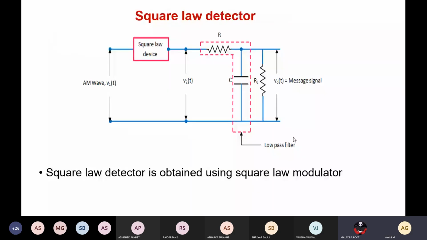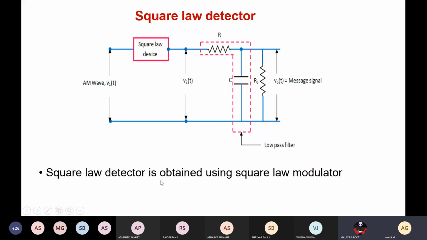For the square law detector, we are going to use the same square law modulator principle, and here also we are going to use a diode as a square law device. The input AM waveform is represented as V1 of t, and the output of the square law device is V2 of t. This is fed as input to a low pass filter with the cutoff frequency of fm, so that we ultimately have the message signal V0 of t.